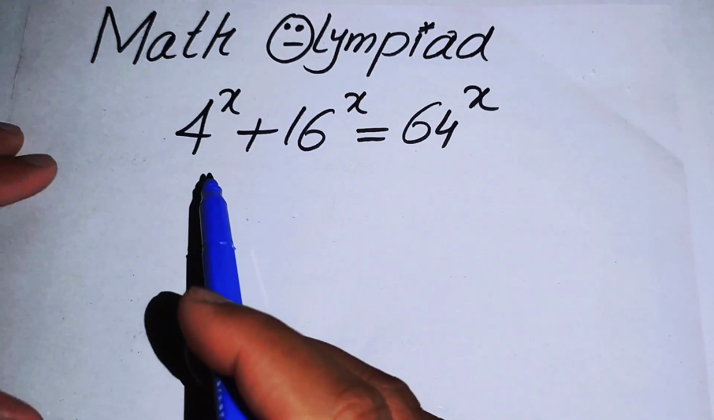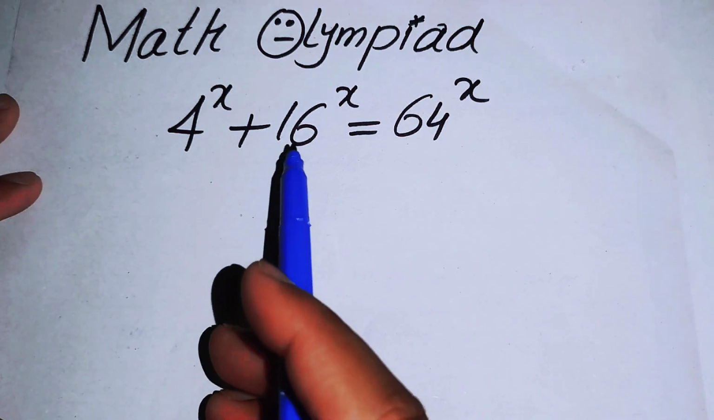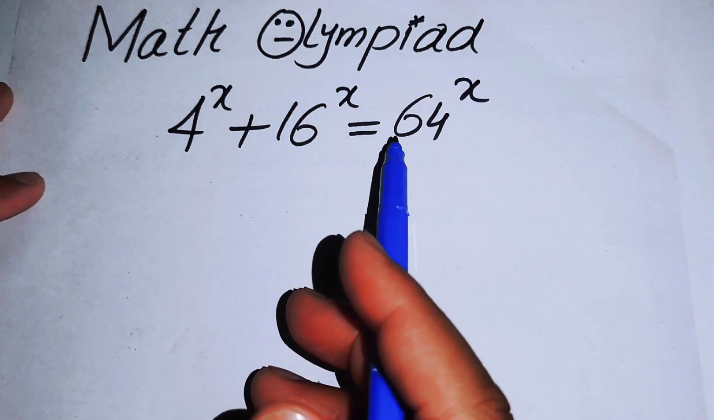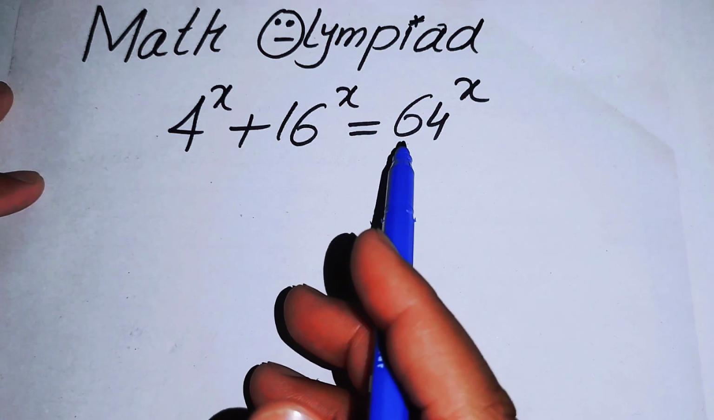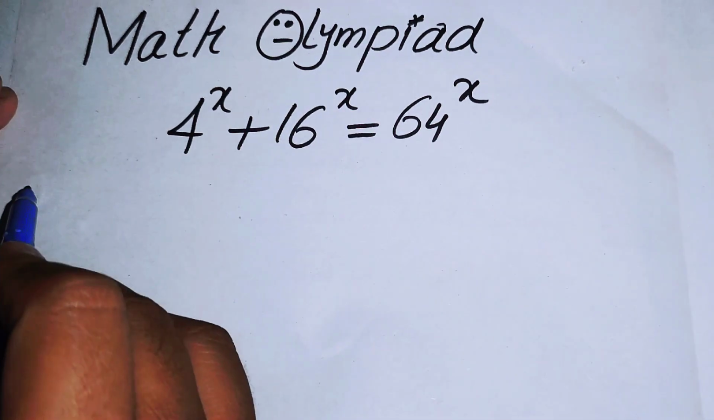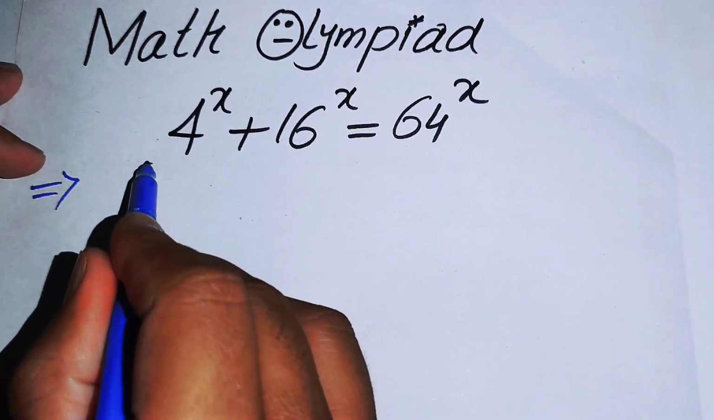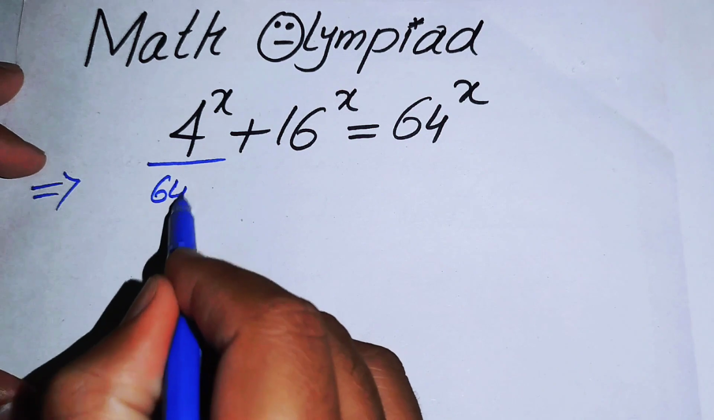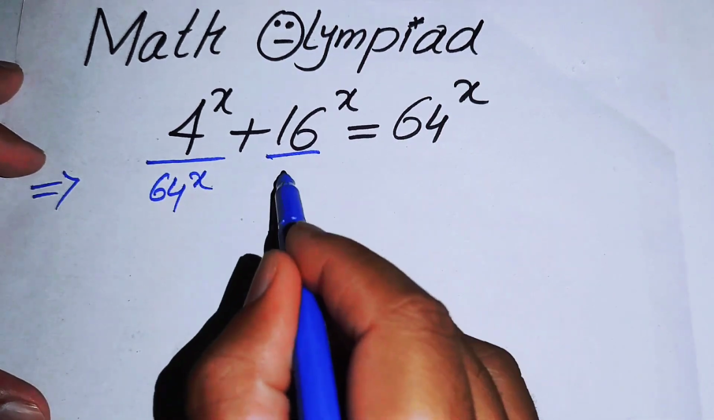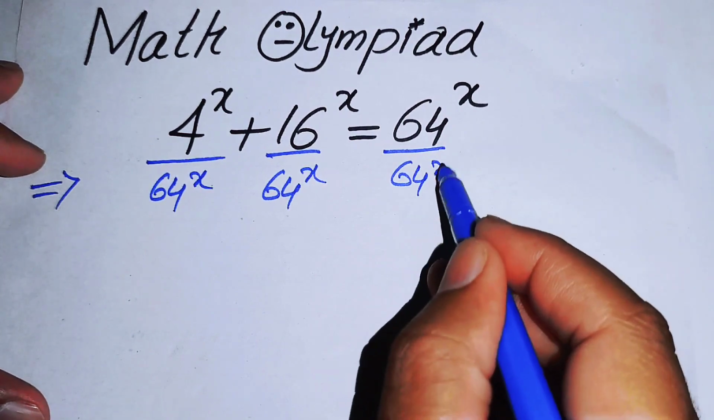In this video we are going to solve this nice algebra problem: 4 to the power of x plus 16 to the power of x is equal to 64 to the power of x, and we will solve this problem for the value of x. The very first thing we are going to do is divide both sides by 64 to the power of x.